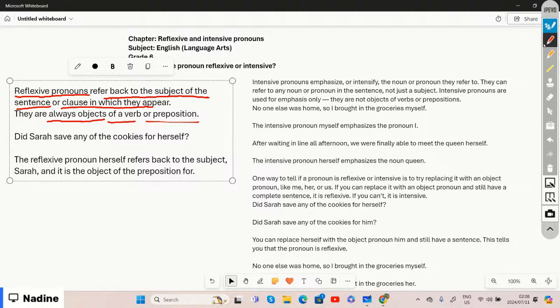It refers back to who or what is doing something, or it refers back to the clause in which this subject appears. And reflexive pronouns are always objects of a verb, or objects of prepositions.